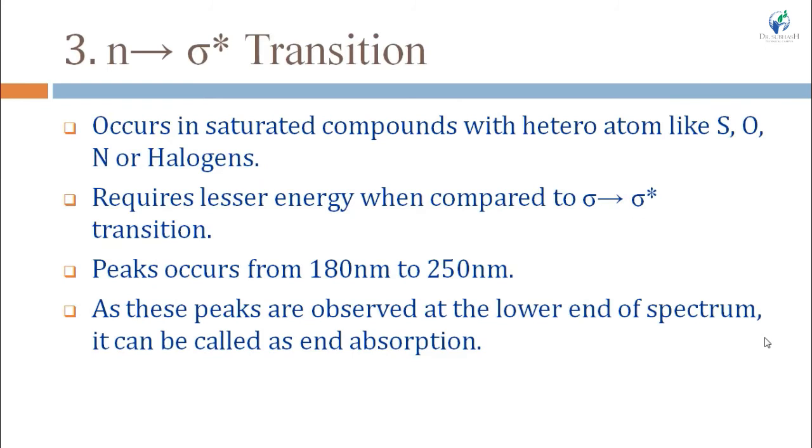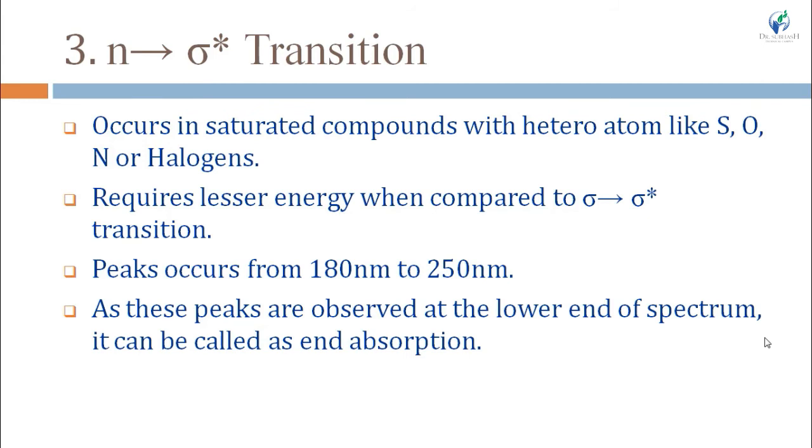The third type of transition is the n to sigma star transition. It occurs in saturated compounds with heteroatoms like sulfur, oxygen, nitrogen and halogen. The first transition, n to pi star, occurs in unsaturated compounds, while this n to sigma star occurs in saturated compounds. It requires less energy than sigma to sigma star.